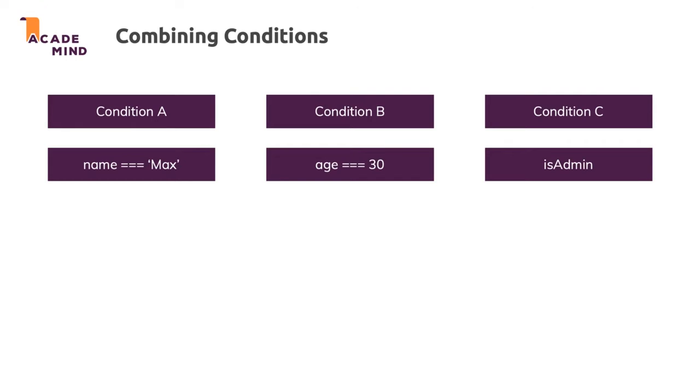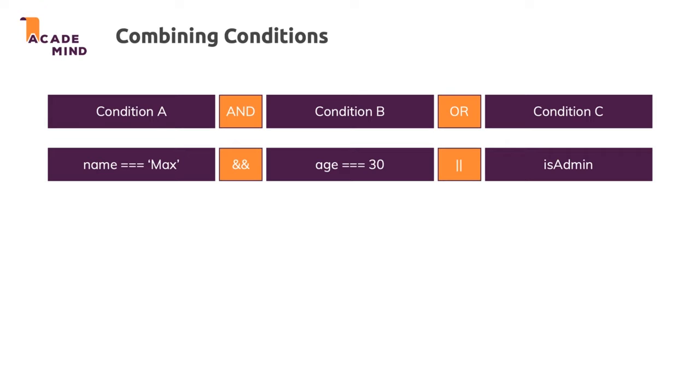Maybe you want to say, if condition A is met and B is met, then I want to execute the code. Alternatively, if the user is an admin, I don't care about A and B, so I always want to execute some code if isAdmin is true. So then you could say A and B should be met together, hence the AND, or condition C is met. You translate it into code in JavaScript: AND is represented with the double ampersand operator, and OR is represented by the double pipe operator.